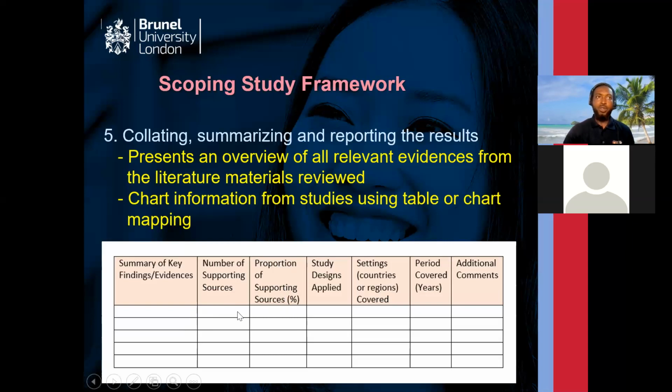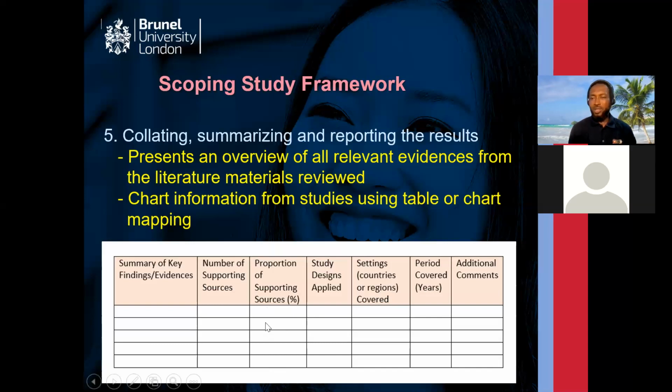So for example, you reviewed 30 articles at the end, and out of 30, 7 of them or 10 of them, or whatever number, support this evidence, right? So you want to know the proportion of that 30. So 7 out of 30, what is the proportion? This gives us an idea of the weighting of the literature. And it's good to arrange them in descending order, from the highest to the lowest proportion supporting that evidence. So it's good.